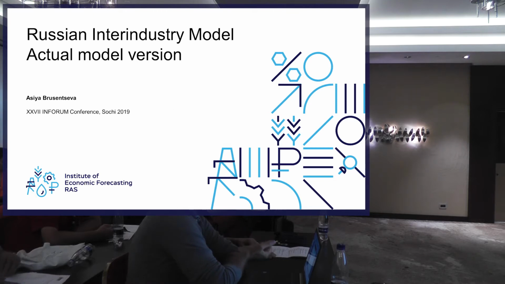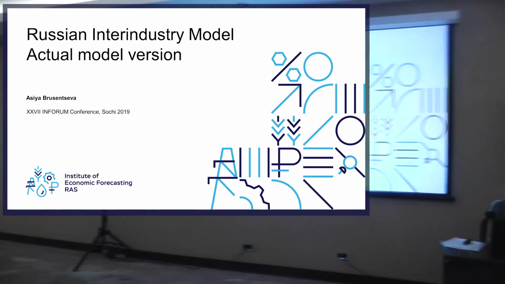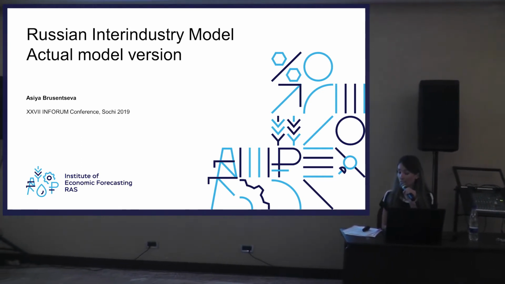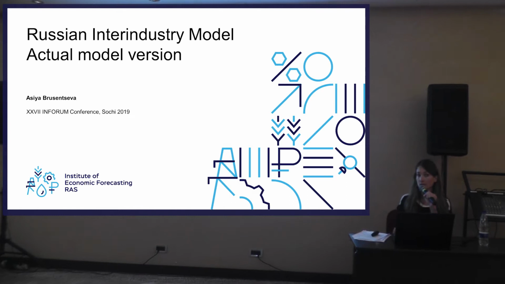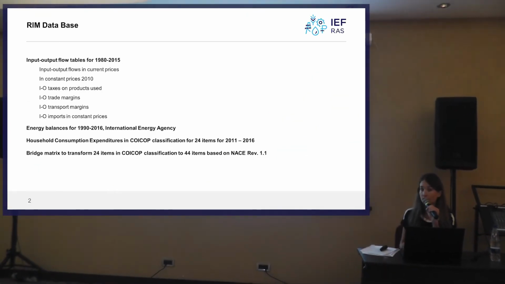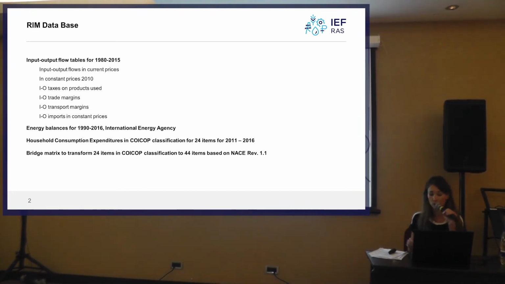The Interim model of Russia, the Russian Interindustry Model, shares its general structure and many features with the other dynamic interindustry models. Built with the Inforum software, I will describe today the most important changes in the model associated with the updated statistical database, and mainly focus on calculating capital investments and household consumption.